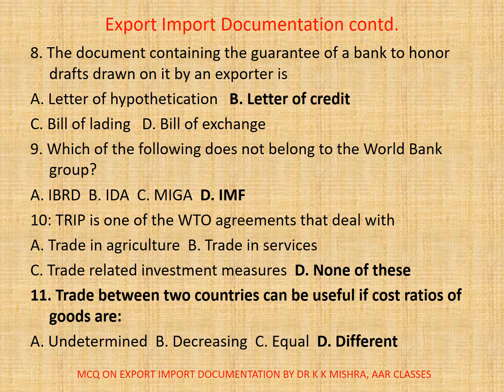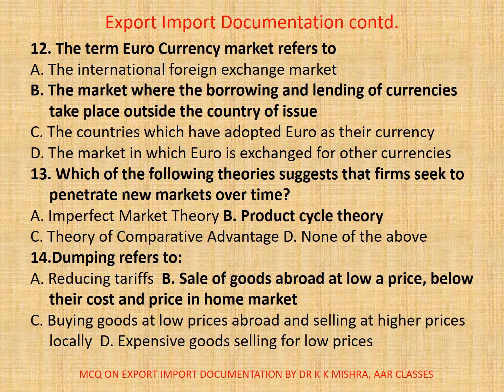11. Trade between two countries can be useful if cost ratios of goods are A. Undetermined, B. Decreasing, C. Equal, D. Different. So here correct option is D. Different.